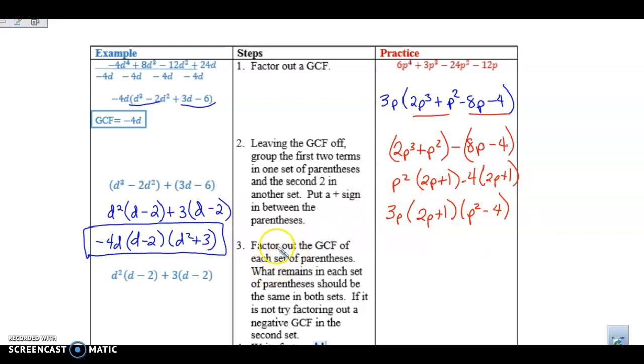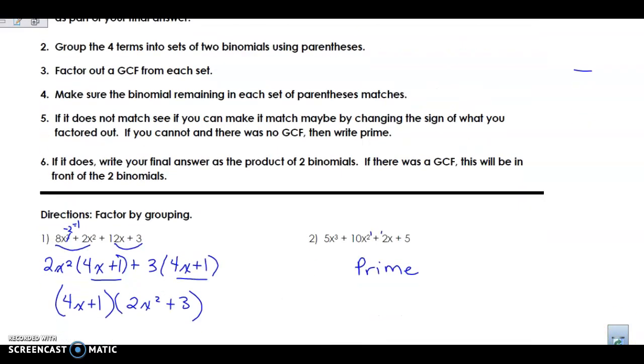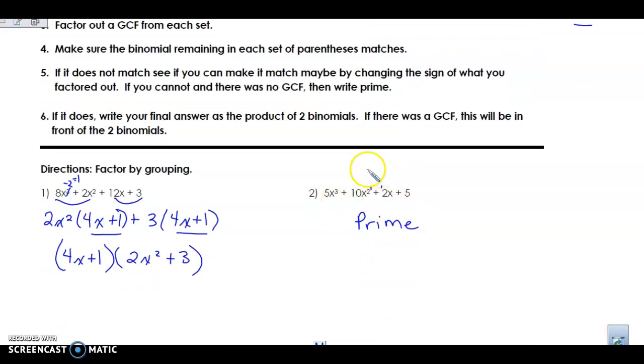Okay? You choose the method. This is just a way of breaking it down into smaller sections. When you have one like this, remember that if you cannot find a greatest common factor, then it's going to be prime.